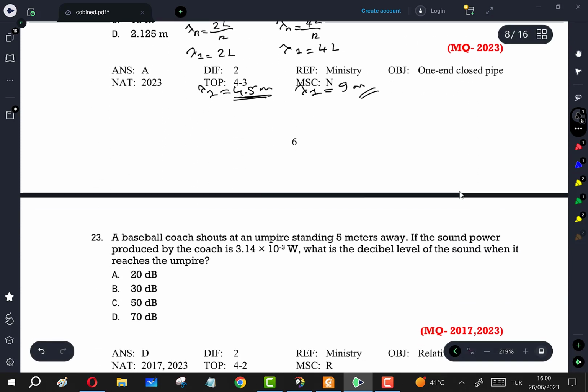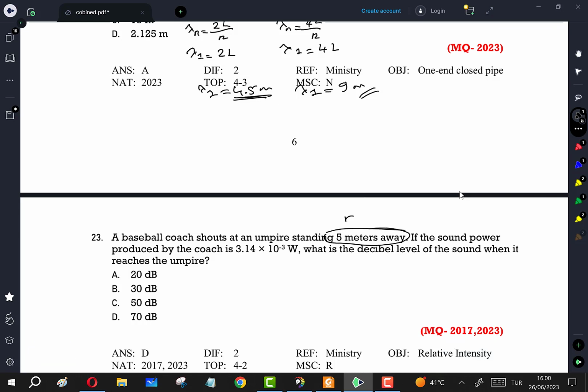A baseball coach shouts at an umpire standing 5 meters away. This is the distance, we represent it as r. If the sound power produced by the coach is this number, P, what is the decibel level, beta? Of course, before calculating beta, you should first calculate the sound intensity, which is power divided by 4 pi r squared. Power is 3.14 times 10 to the power of negative 3, divided by 4 times 3.14 times 5 squared. These 3.14s will simplify.